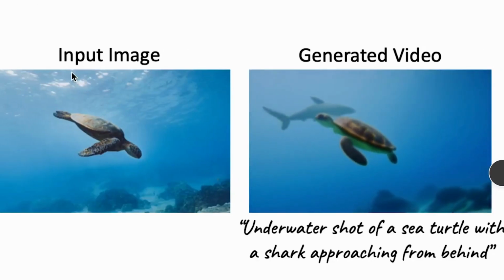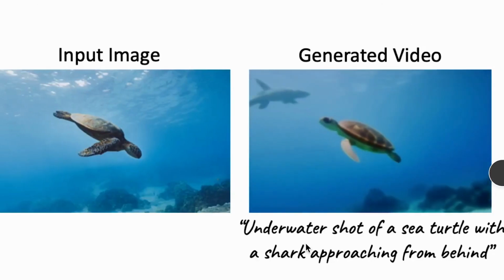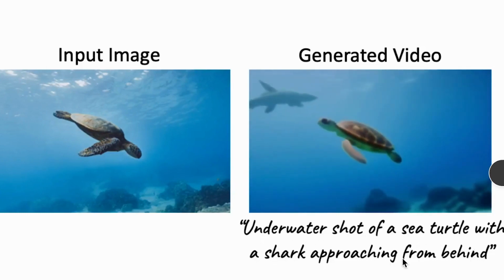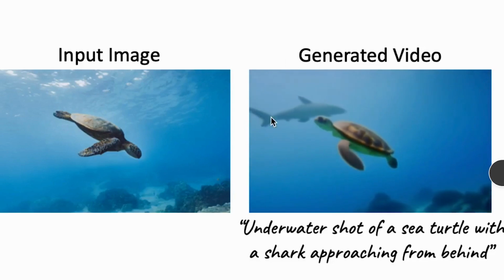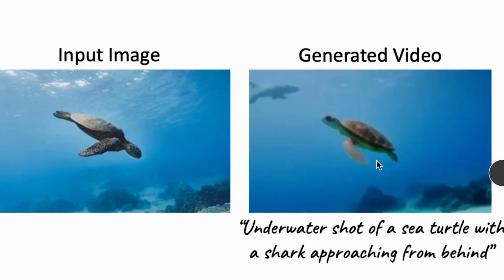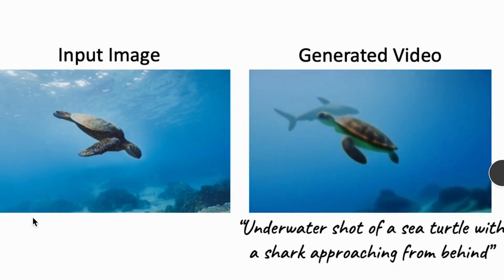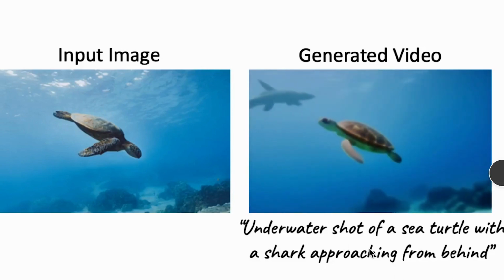This is an input of an image and it's generated this video. And what do they prompt? Underwater shot of a sea turtle with a shark approaching from behind. You can see the shark approaching from behind this turtle, and the turtle is actually moving. And this is given from just a mere image, and that's the prompt given to it.